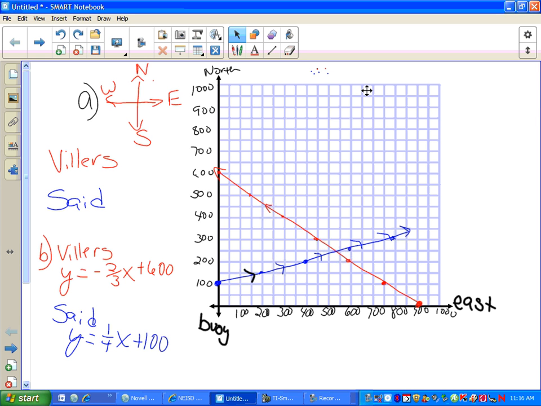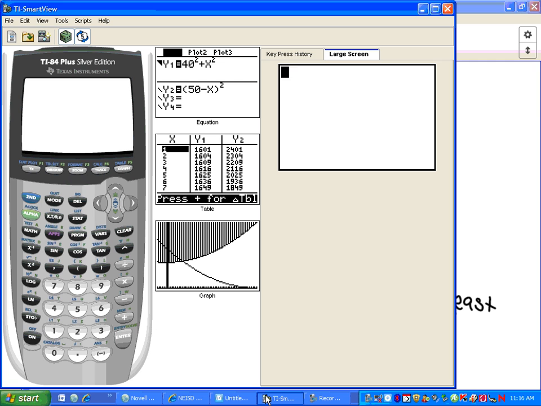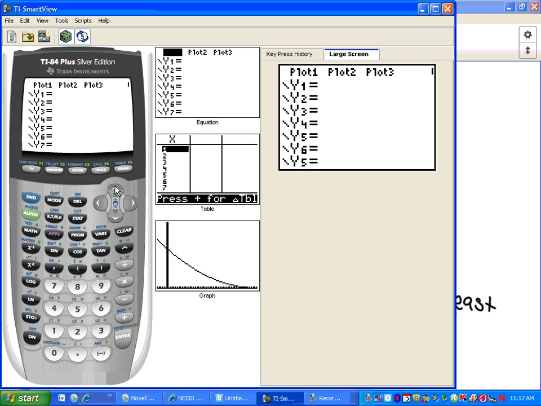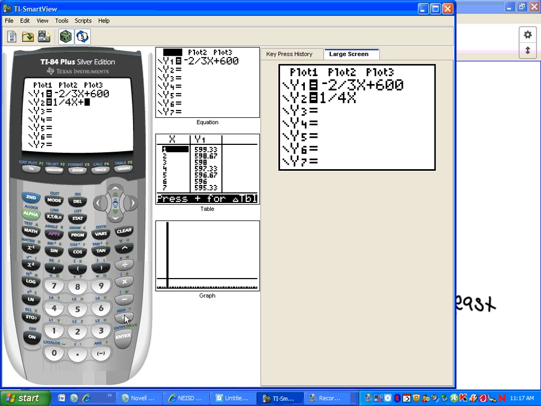Does it say that here? Did I make that up? Yes, same location. If so, what is the location? How are we going to figure that out? You want to intersect it on the calculator? I think that's a grand idea. We don't have any, so y'all can look at mine. If you have it, great. Okay, so help me remember. Negative 2/3 x plus, was it 900? 600. Oh, that's right, 600. And Mr. Said was 1/4 x plus 100.